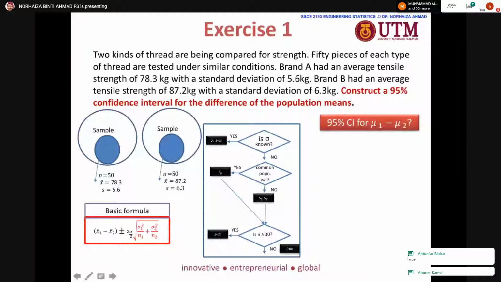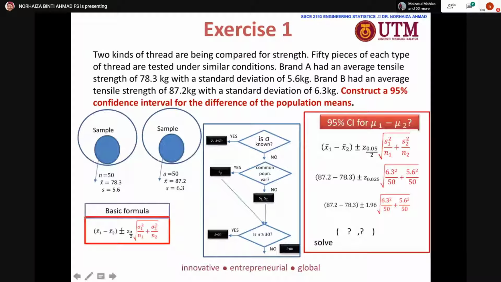Large. Okay. Therefore, from this basic formula, you just need to change your sigma to S. So that will still be maintained. Here you've got S1 squared, S2 squared, and then 95%. Therefore, this is 0.05 over 2, 0.025, and you need to solve for this. And you will get two values, for the lower limit and upper limit. Are we clear?